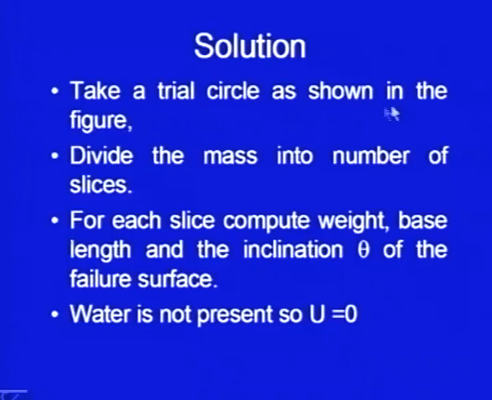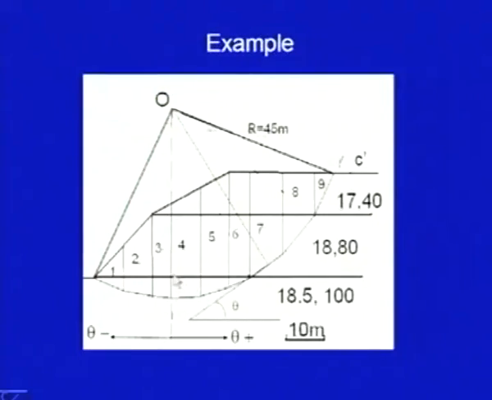Take a trial circle as shown in this figure, and then divide the mass into a number of slices. Now, for each slice, compute the weight. How to compute it we have discussed in previous cases. You have to take two different components, for example, if I take slice number 5, then this component of weight and this component of weight have to be taken separately, and perpendicular to the plane of paper you can take 1 meter dimension.